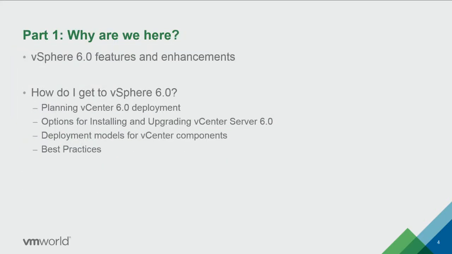Okay, why are we here? We're going to cover the 6.0 and some of the U1 features. We're going to talk to you about how you get onto vSphere 6, and specifically vCenter 6, and then how you go about your planning, your various options for installing and upgrading vCenter Server 6. We're going to talk to you a little bit about the deployment models, as I mentioned before, and then cover some best practices and some gotchas around the install and upgrade experience.